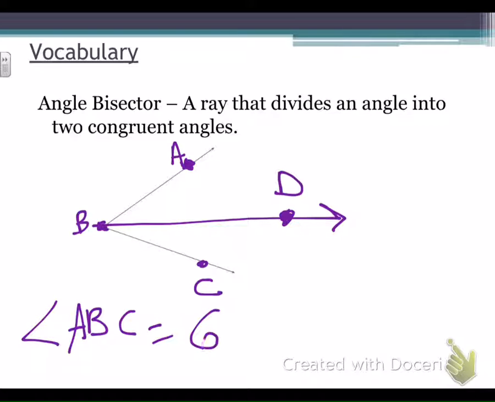is equal to 60. What would both of the little angles be? ABD and DBC. What would both of those be? So if ABC, the whole thing is 60, and we know this splits it in half, what would both of the little angles be? 30. They would each be 30. Both of the little angles would be 30. Okay, so we could fill that in.